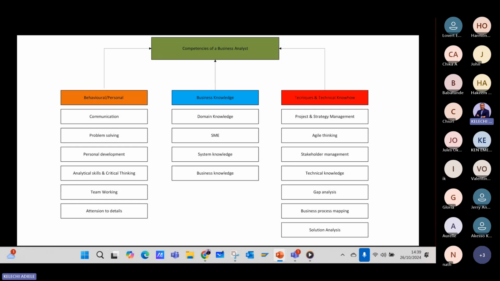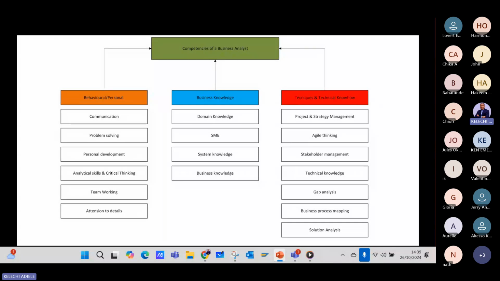You also need to know how to communicate clearly. You need to know how to solve problems on the go. You need to have a personal development drive. You have to constantly learn. You need to have analytical and critical thinking skills. You need to be a team player. Most of the IT guys like working on their own, but if you're coming into the BA space, you need to be able to work with a lot of people. You need to have attention to detail.